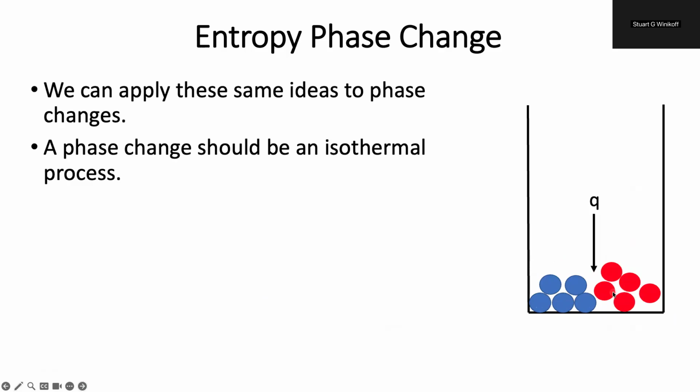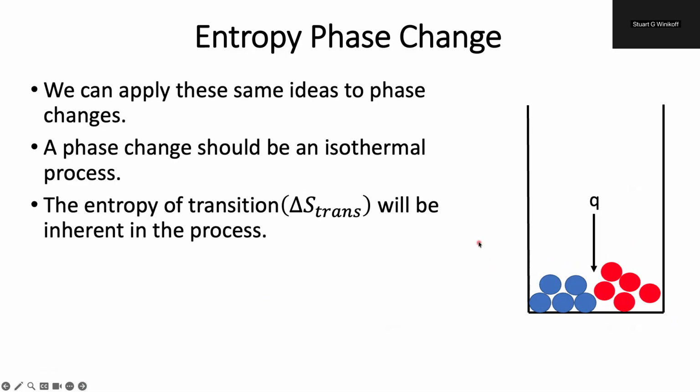But one of the important parts is that as I undergo a phase change, at least for pure substances, it's all going to occur at a single temperature, which means we get to use a lot of the same tricks we did for our isothermal expansions and compressions. Now, in this case, it turns out that our entropy of transition is just going to be inherent in the process. The liquid or the solid will have a certain entropy, the liquid will have a certain entropy. Just by taking the difference, I should get the entropy.